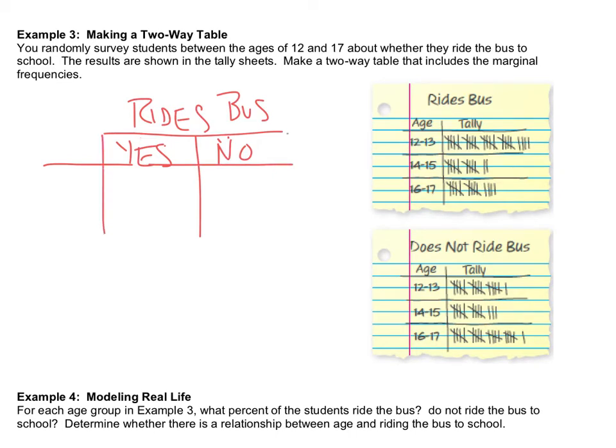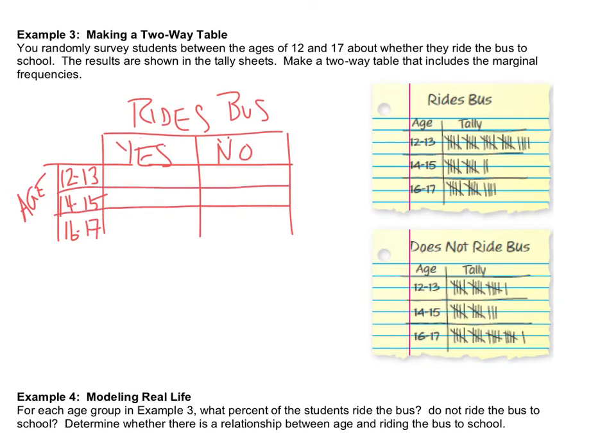So then, here's what I'm going to do next. Going down the side here, I'm going to put age. And I need to make sure I have all of these ages: 12 to 13, 14 to 15, and 16 to 17. So I have 3 rows and 2 columns, and there is a two-way table. Now you might decide to have the age on the upper one and the rides the bus on the side. Not wrong, just make sure we now plug the information in.